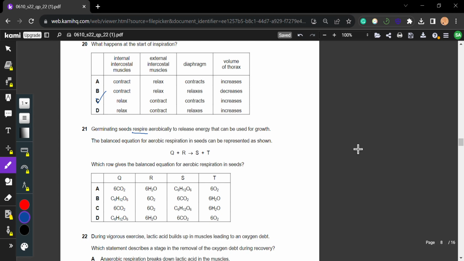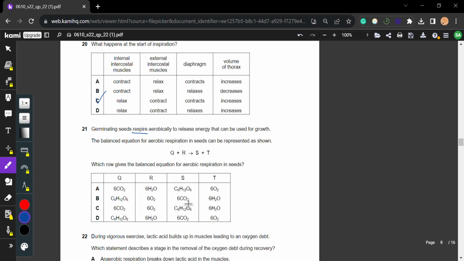Now, germinating seeds respire aerobically to release energy that can be used for growth. The balanced equation for aerobic respiration in seeds can be represented as shown. Q plus R gives rise to S plus T. Which row gives the balanced equation for the aerobic respiration of seeds? Now, the aerobic respiration of seeds is the same as the aerobic respiration of humans. So, if you know that, it should be fairly simple. Now, we don't use CO2 as a raw material. We do use glucose and we use oxygen. So, it has to be either option B or D.